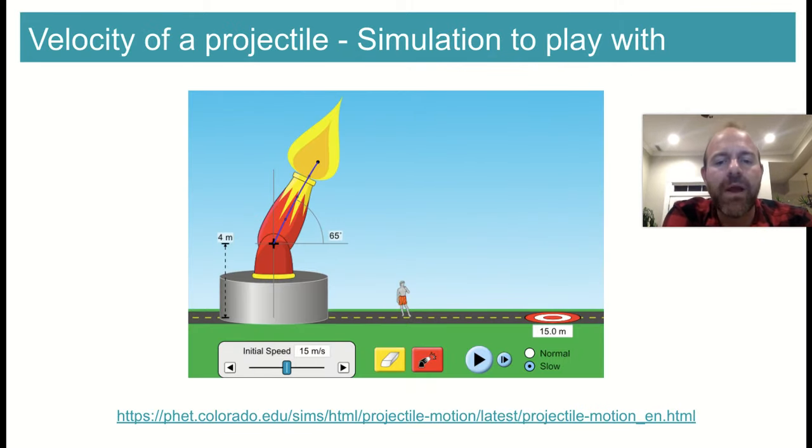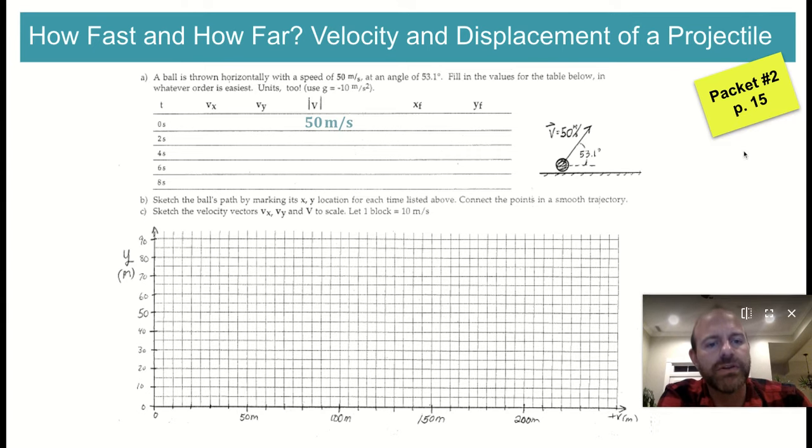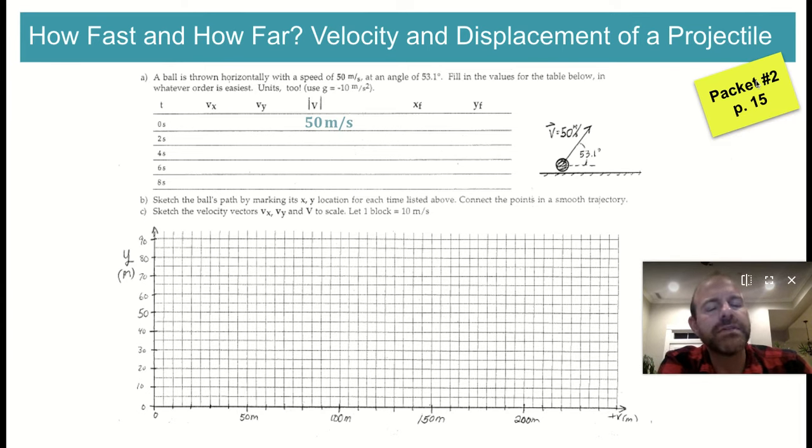Now, there's a lot to play around with here. We started with just a horizontal projectile, but you can launch a projectile at any angle. This is a great simulation. You can play around with it and see how projectiles go. I want to go through an example of what if a projectile were launched at an angle. This is from packet number 2, page 15, if you want to fill it in and follow along. We're told that the initial velocity is 50 meters per second at an angle of 53.1 degrees.